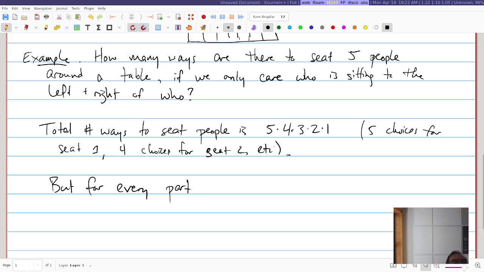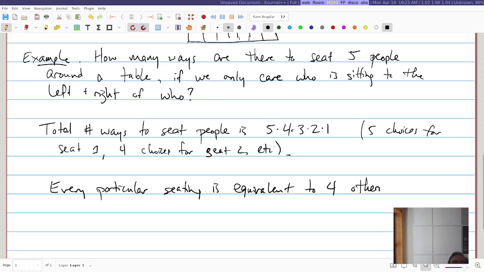Let's say, how do I want to say this? Every particular seating is equivalent to 4 others. There are 5 total rotations.